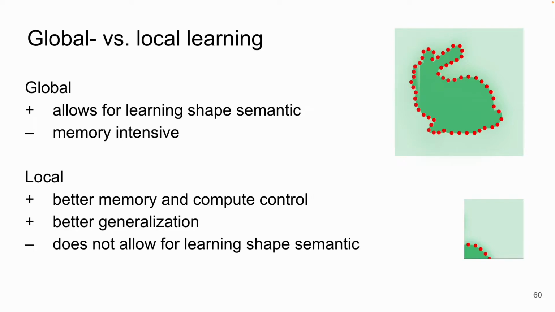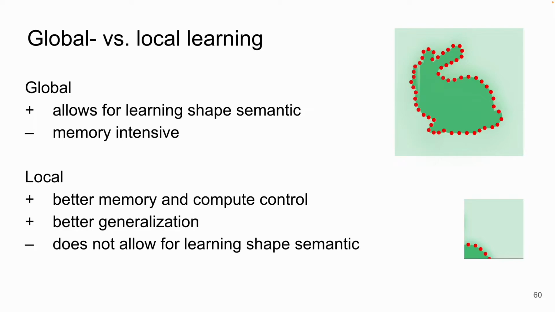So if we look at the pros and cons of local and global approaches, we can see that a global approach allows for learning shape semantics. So here, for example, because the network sees the whole bunny, it can sort of reason from that. But it can be very memory expensive, a global approach, especially if the point cloud gets large.